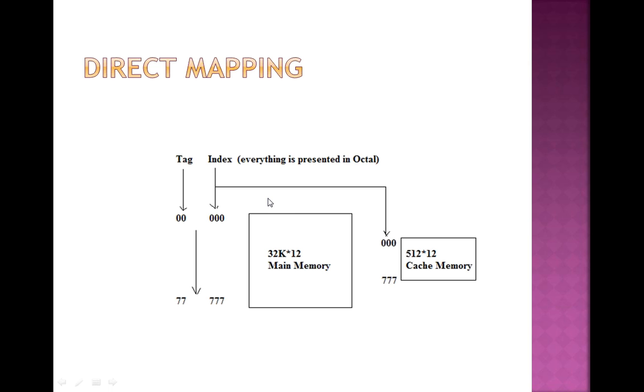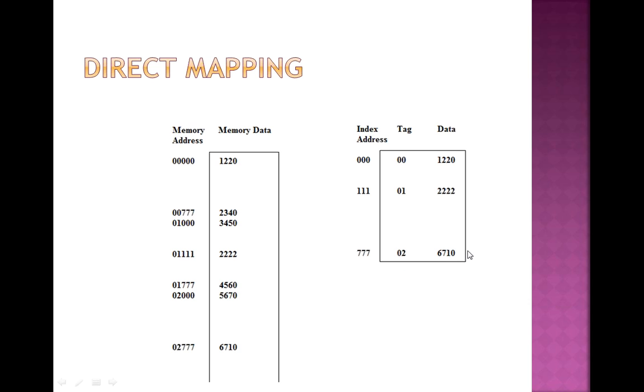This is the diagram for the direct mapping. There is a tag, there is an index. This is the cache memory. There is a direct communication with the cache memory. This is the direct mapping address.